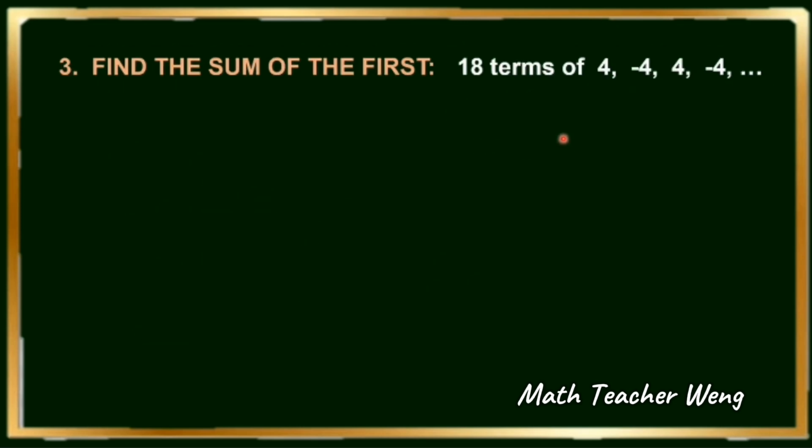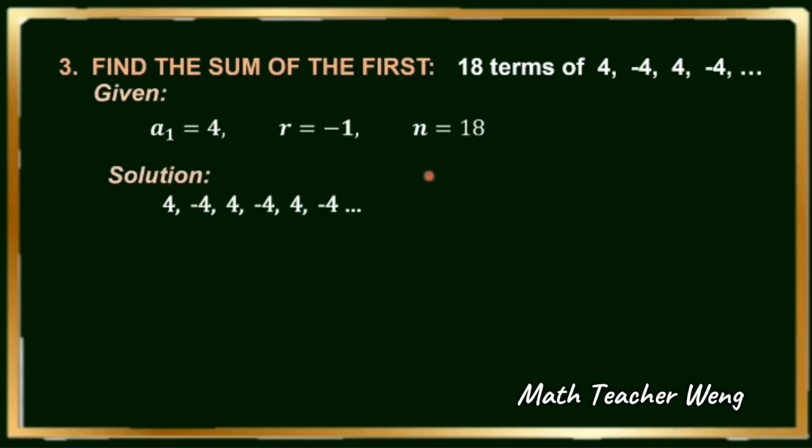Third example. Find the sum of the first 18 terms of 4, negative 4, 4, negative 4, and so on. In this problem, we are given that the first term, A sub 1, is 4, the common ratio is negative 1, and n is equal to 18. The given formula is also not applicable in this case. Let's take a second look at the numbers. We have 4, negative 4, 4, negative 4, 4, negative 4. Now, this 4 and negative 4 added together will give us 0, and same with the third and the fourth, then for the next two also.